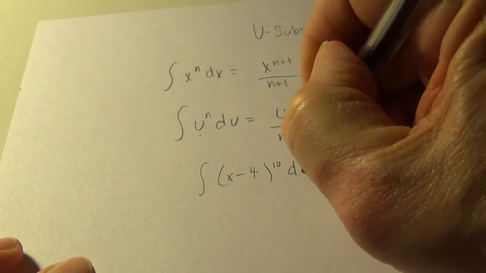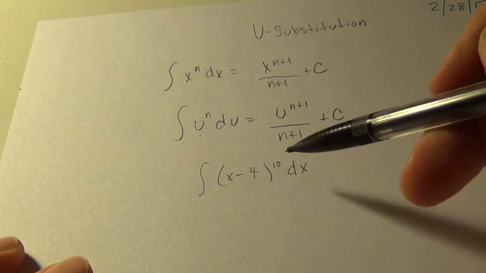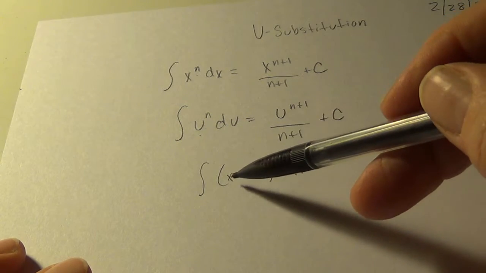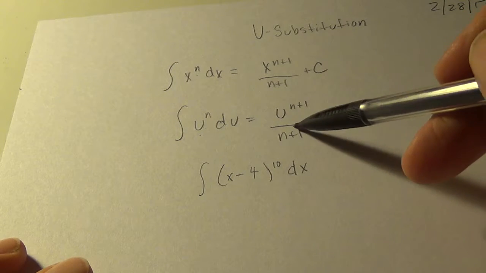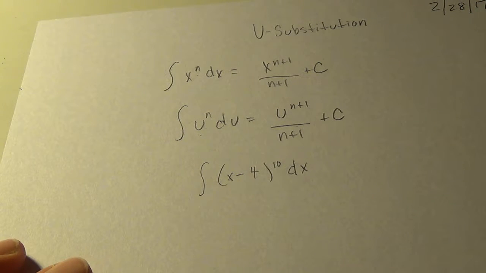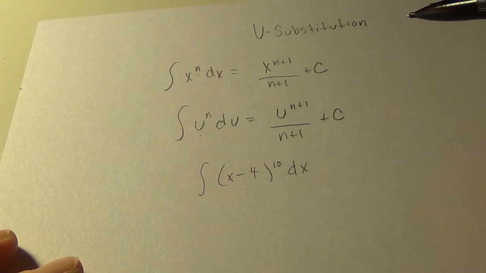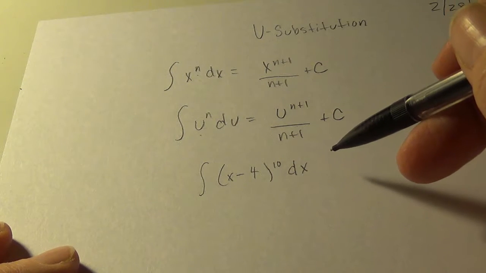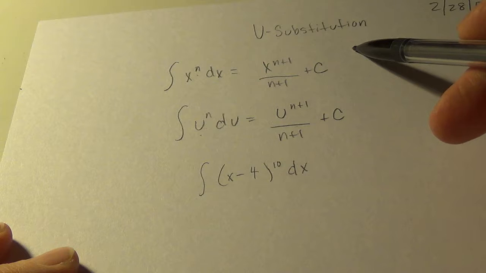And we could do this one by expanding it. We could use Pascal's triangle, or we could just by hand figure out what x minus 4 times x minus 4 times x minus 4, all that equals, 10 times. But I have a much simpler way of doing it, and it's called U-substitution.